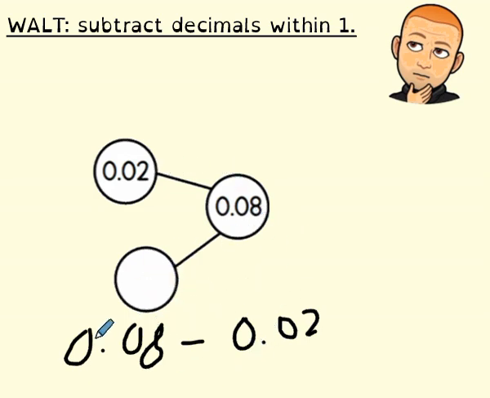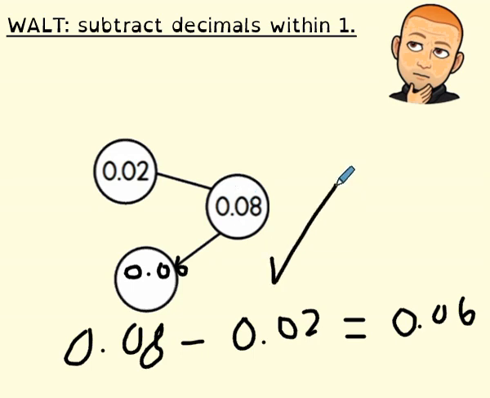So 0.08 or 8/100ths, take away 0.02 or 2/100ths would give me 0.06, or, as that would be written as a fraction, 6/100ths. If I use the inverse to check my answer, do these two parts add up to make the whole? 0.06 and 0.02 does give me 0.08. So I know my answer is correct.